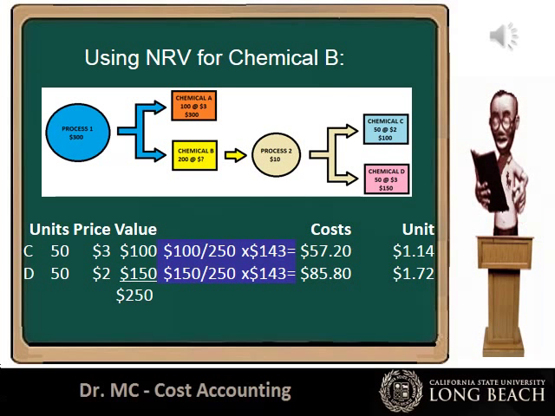The firm allocates the $143 of joint costs to chemical C and D based on their relative net realizable values of $100 for chemical C and $150 for chemical D. There are no additional processing costs after process 2. When you divide the total net realizable values of $250 into chemical C's net realizable value, you get 40%, and the same process gives you 60% for chemical D. Therefore, chemical C is allocated a cost of $57.20 and chemical D is allocated a cost of $85.80.